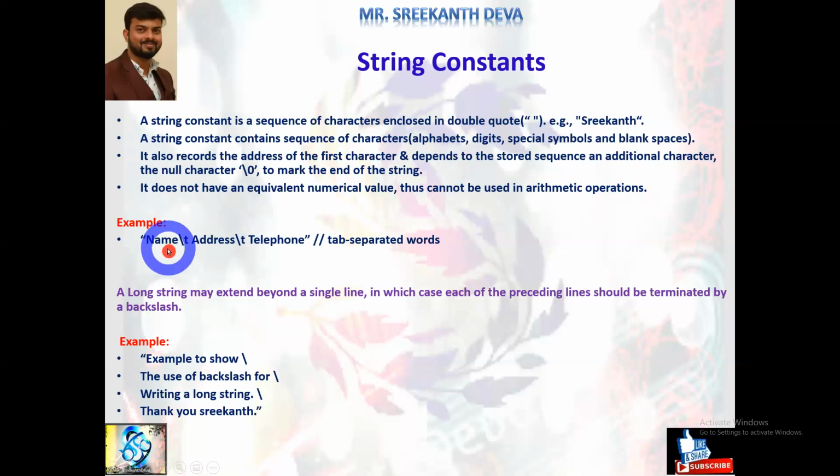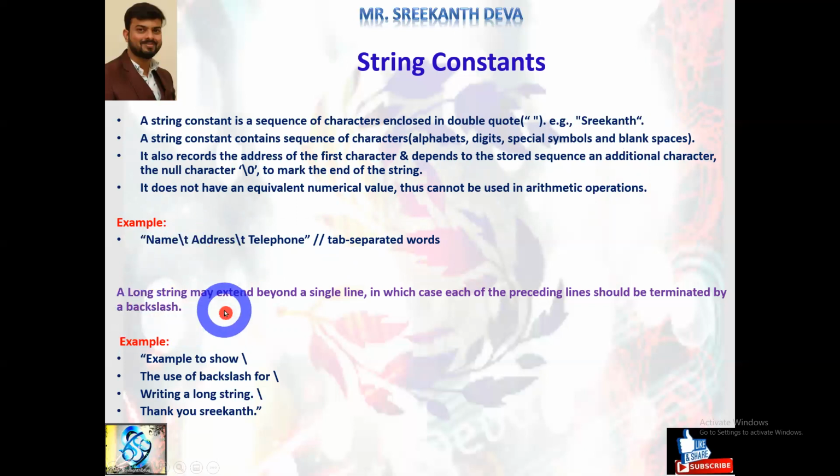For example, it is enclosed with double quotes. Here I have written name backslash t, address backslash t, telephone. It indicates name, address, telephone, with some tab space in between. Here backslash t represents what? Tab separated words. It gives a tab space between name and address.